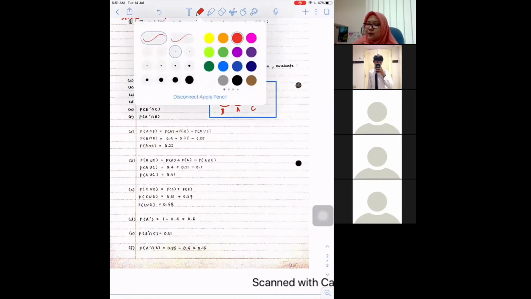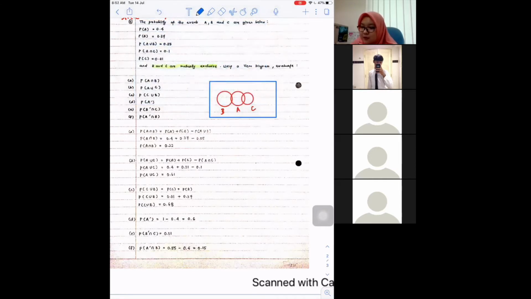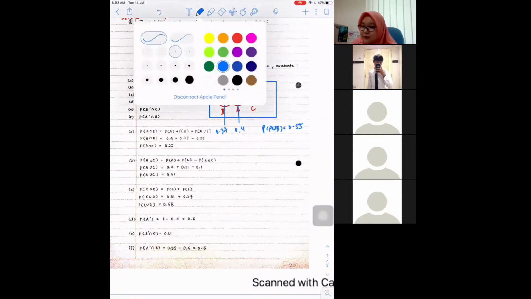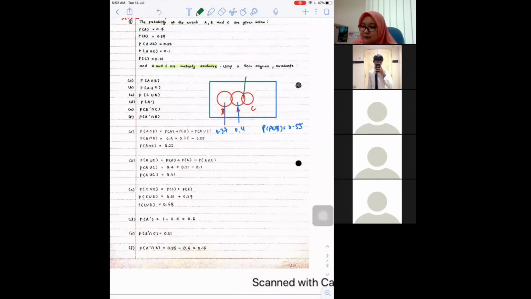Okay, so let's fill in what we know from here. The whole P(A) is 0.4. The whole P(B) is 0.37. A union B is 0.55. A intersect C, A and C, is 0.1. And then the whole C is 0.31.